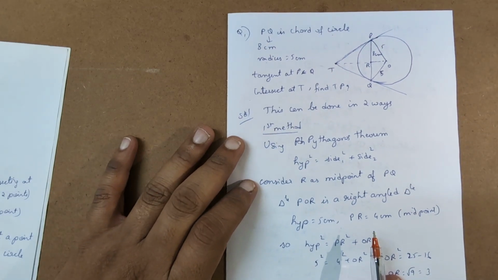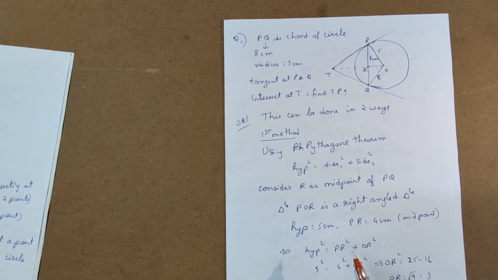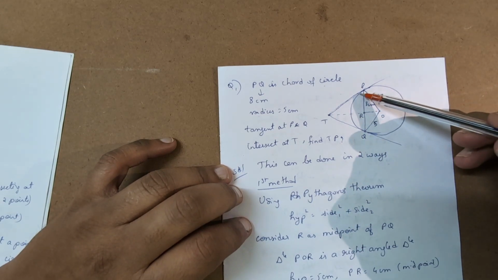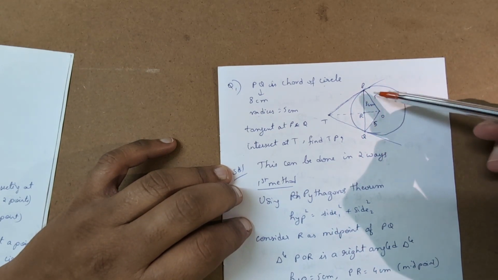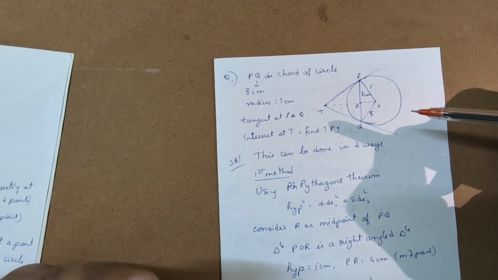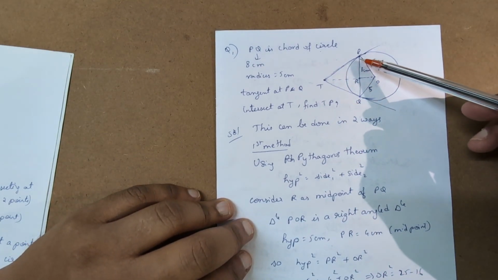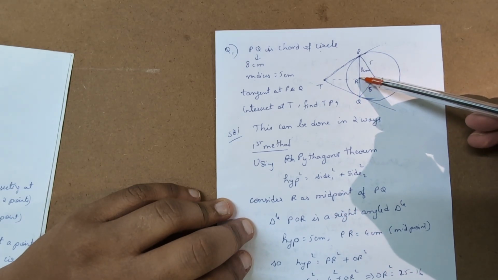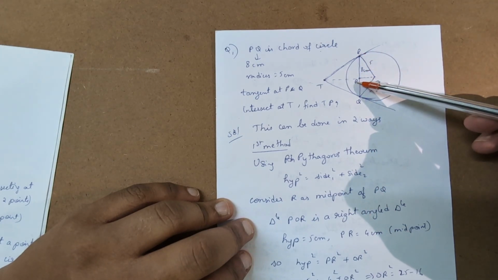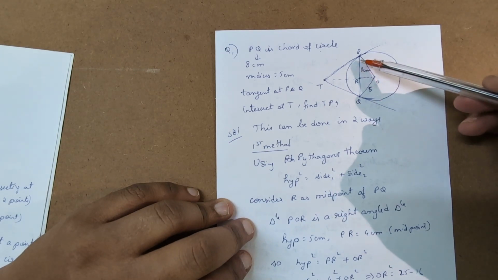Okay, so for this, what are the conditions and how should we proceed? Let's see. So this can be done in two ways. I'm just mentioning the first method now, then I will mention the second method as well. So first, using the Pythagoras theorem, let's consider this triangle. The Pythagoras theorem says hypotenuse square is equal to the sum of squares of the other two sides. So let's consider R as the midpoint of PQ. Okay, so triangle POR is a right angle triangle here, and this is the center, whereas P and Q are the tangent points, and R I am considering as the midpoint of PQ.